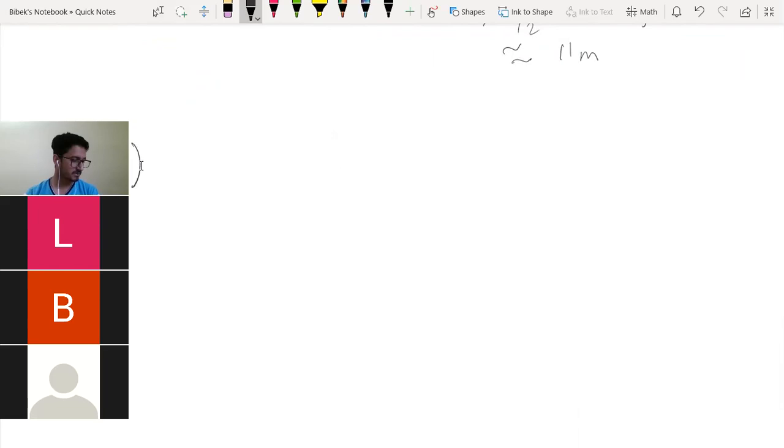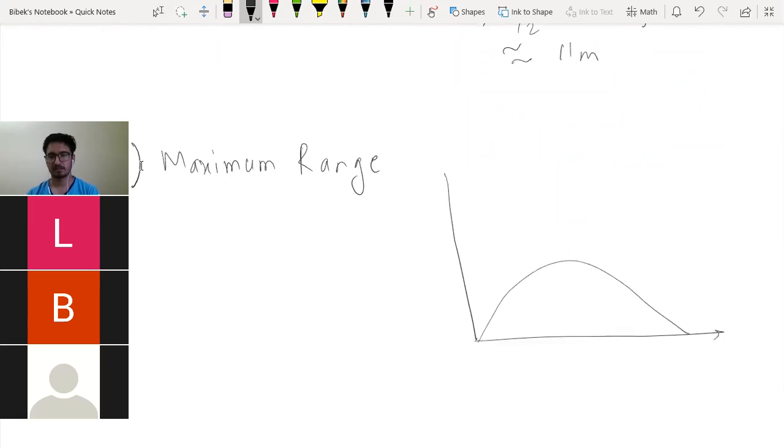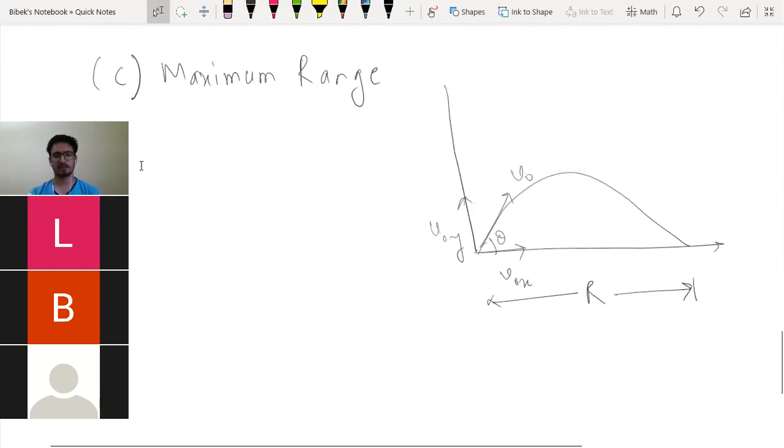It's asking you for the maximum range, or the range basically. So how do you find the range? This is your projectile, right? It was launched with an initial velocity. It has an x component and a y component. The angle is theta. So the range is the distance from here to here, or you can also say the length of the projectile. That's totally fine.